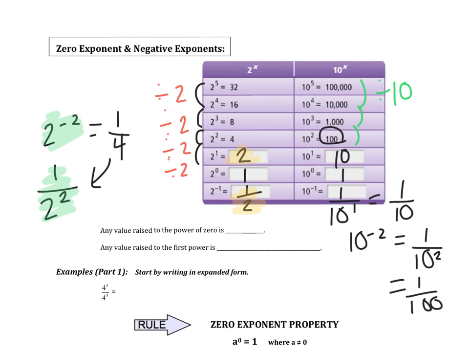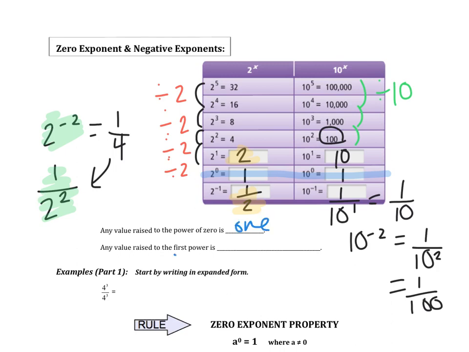So we've kind of talked a little bit already about the negative exponent power and how to simplify that. The other pattern I want you to recognize is this pattern right here. When you have a base of anything, any base, 2, 10, whatever it is, x, and you raise it to the 0 power, what do you get every time? You get 1. Okay, so let's fill in these blanks here. Any value raised to the power of 0 is 1.